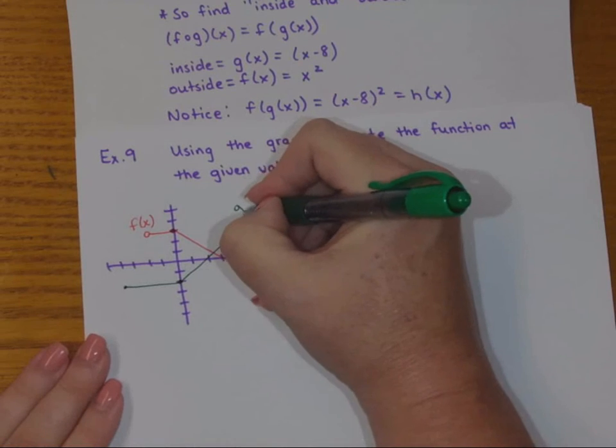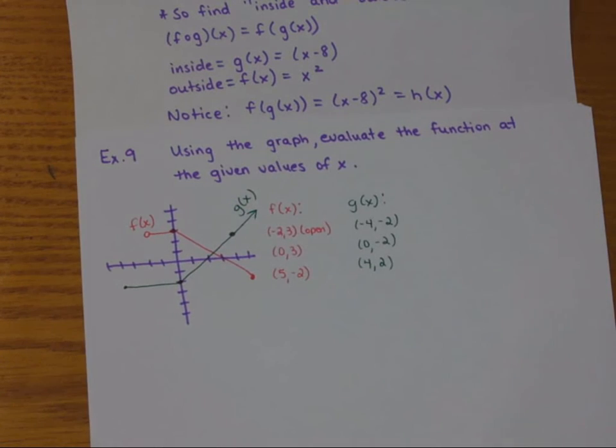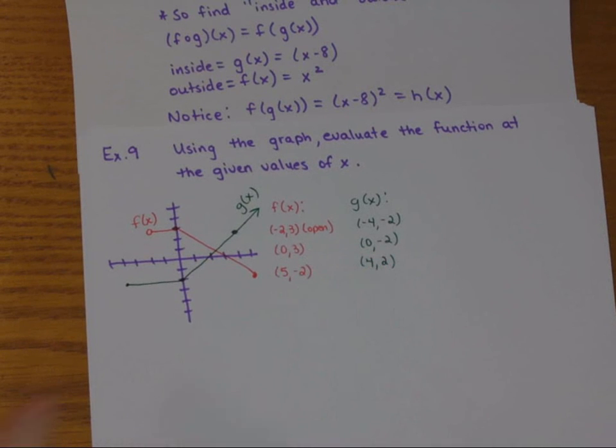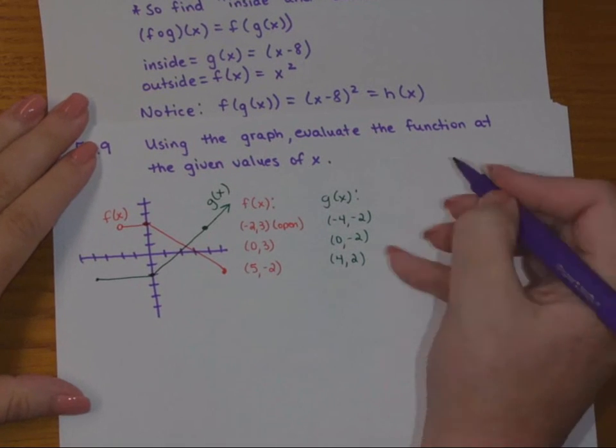Okay, so this is g of x. So you don't necessarily have to write down these points. That just kind of gives you an idea of where to put your points so your picture matches mine.